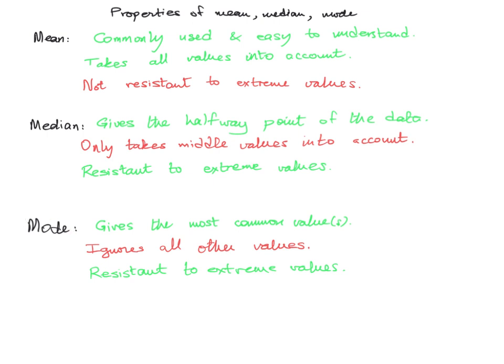Finally, the mode. The mode gives the most common value, which sometimes might be helpful. It could also be most common values. However, it ignores all the other values. It only looks for the most common. It doesn't matter where in the data set that is. It's just looking for the most common, so it's ignoring everything else. But it is resistant to extreme values, because extreme values typically are less frequent, and therefore the mode is not going to look at them. So those are some advantages and disadvantages, or properties, if you want, of the mean, the median, and the mode.